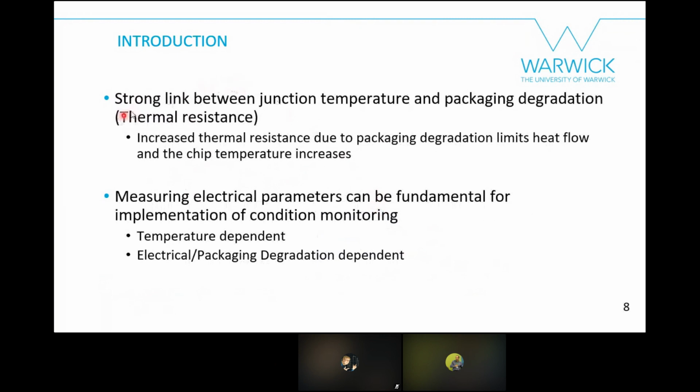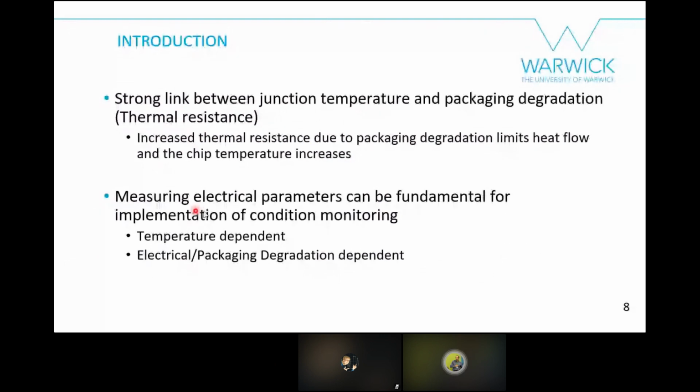So just to continue, there's a strong link between junction temperature and packaging degradation. So that's the thermal resistance degradation. And there's an increased thermal resistance due to packaging degradation. It limits the heat flow and the chip temperature increases. So that's why the chip temperature is important and why you want to monitor that.